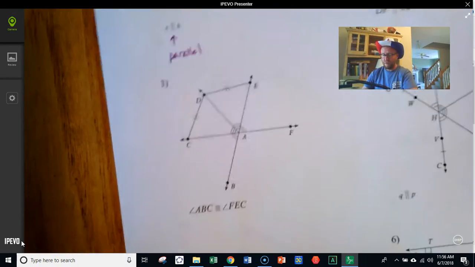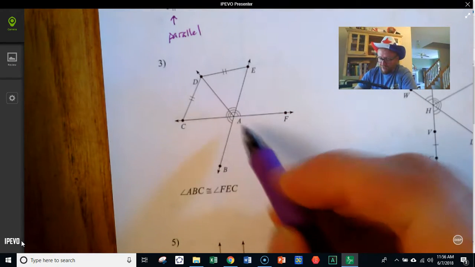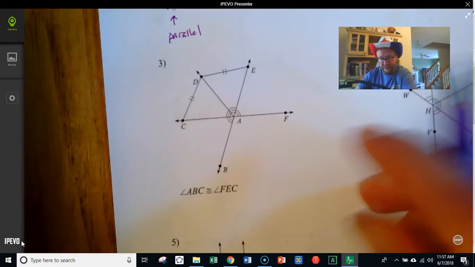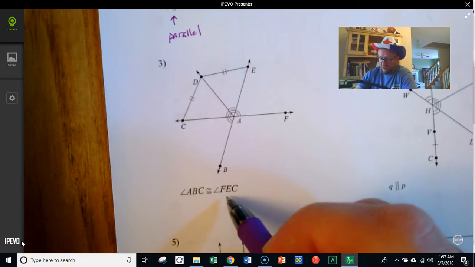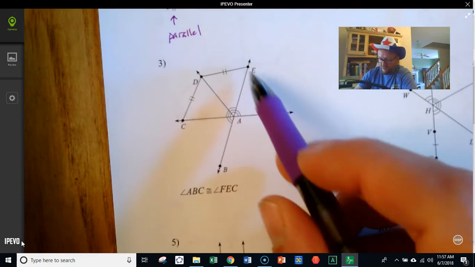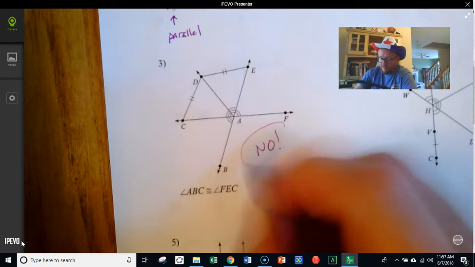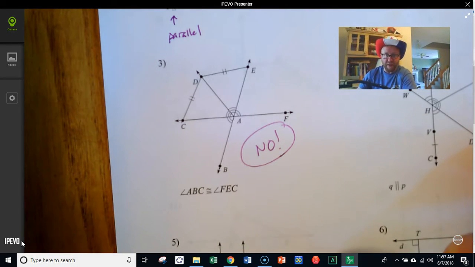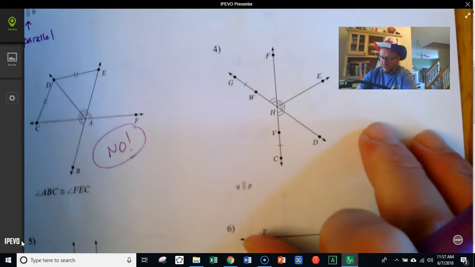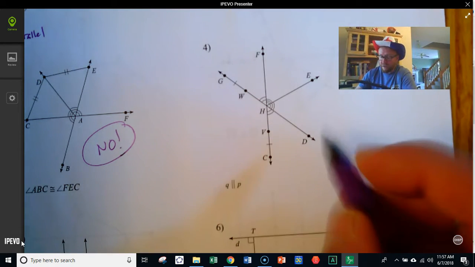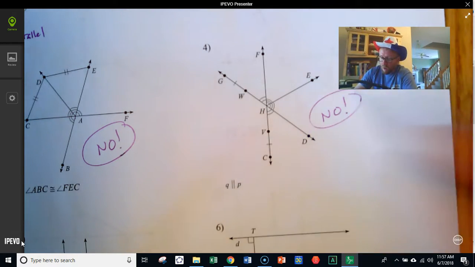Next. Let's see. Angle ABC, which isn't in this diagram, is congruent to FEC. No. Obviously, if those angles aren't even shown in the diagram, they can't be congruent. Let's try again. Q being parallel to P. Once again, lines Q and P aren't even in the diagram, so no. I'm starting to wonder if any of these are going to be yeses. All right, next up.